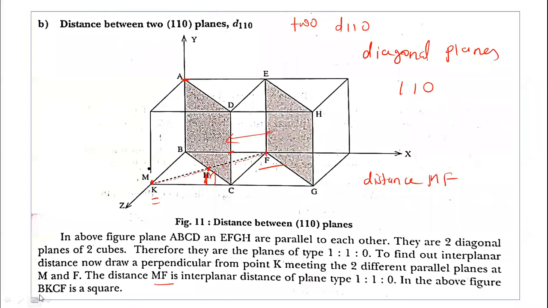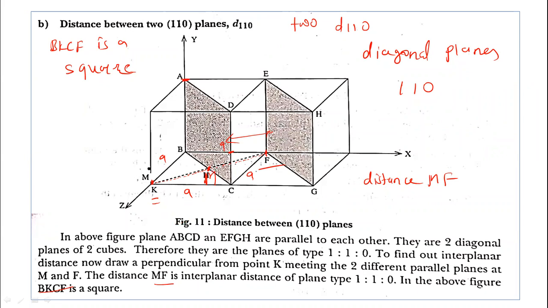Now in this figure, BKCF, let us see what BKCF is. This BKCF is a square. So let us write here, BKCF is a square. Now this is A. This is A here. This is a square, so all sides are the same. This is A. Now this diagonal BC is equal to what?